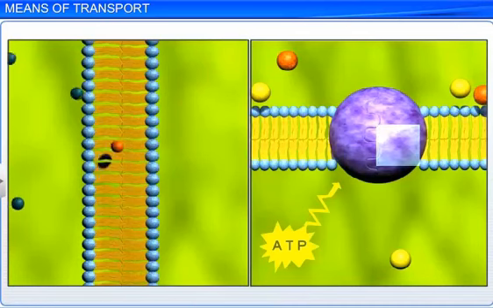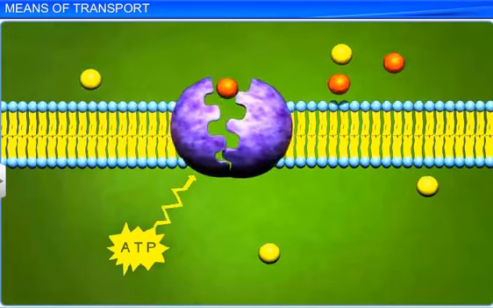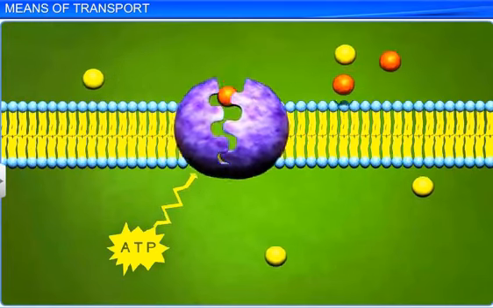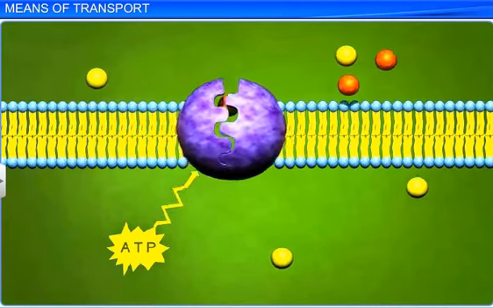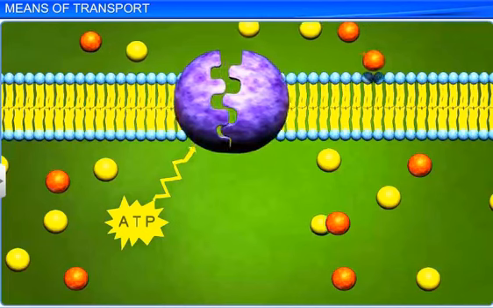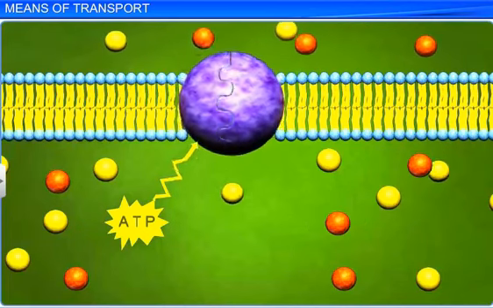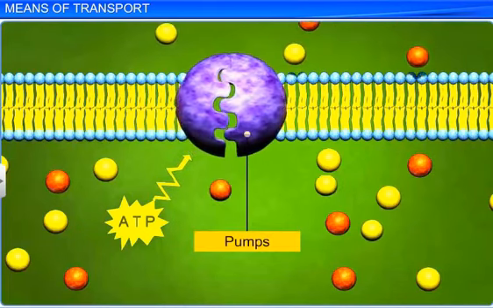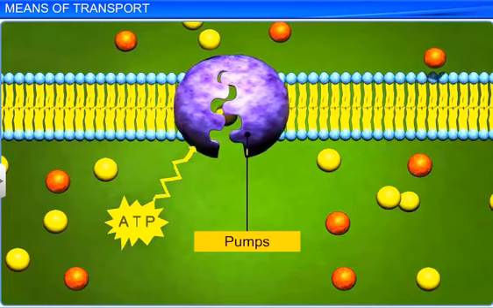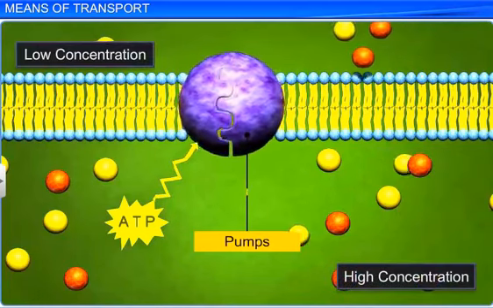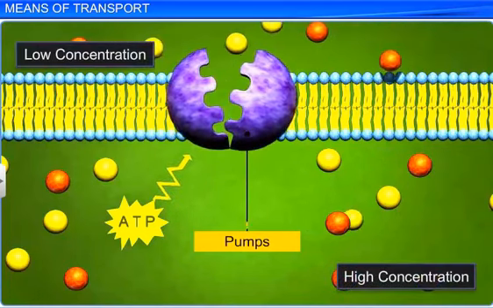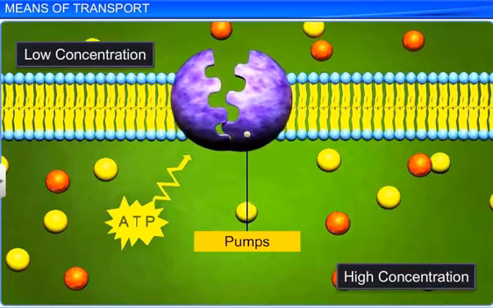Unlike diffusion, active transport requires energy to move molecules against the concentration gradient. It is carried out by membrane proteins that use energy. These proteins, called pumps, can also transport substances from low concentration to high concentration, which is akin to uphill transport.